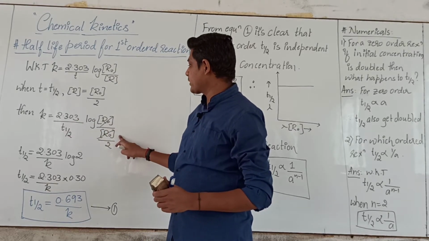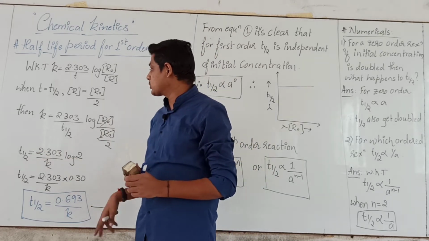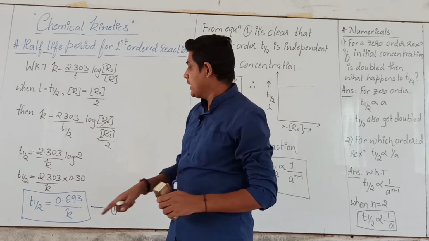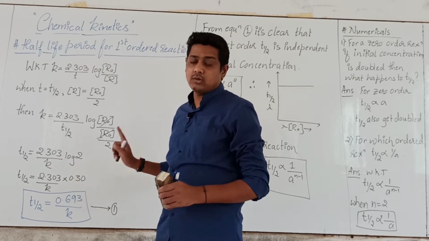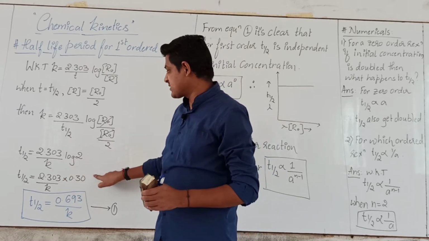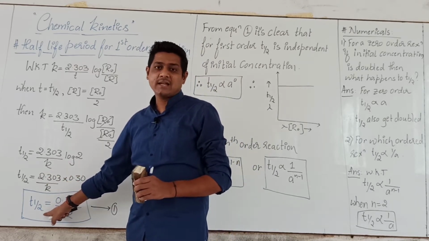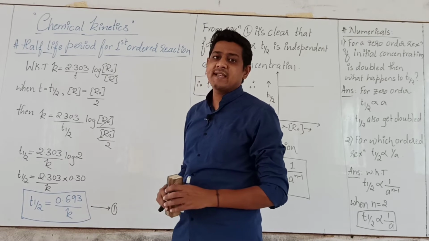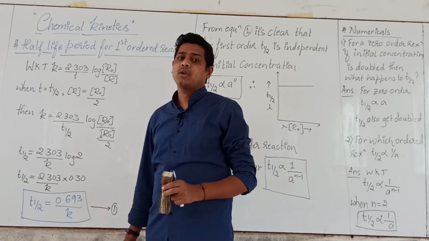R naught and R naught get cancelled. The 2 goes up. So t half is equal to 2.303 divided by the first order rate constant k into log of 2. Now the value of log 2 is 0.301. When you multiply this, you get t half for the first order reaction equal to 0.693 divided by the rate constant k.